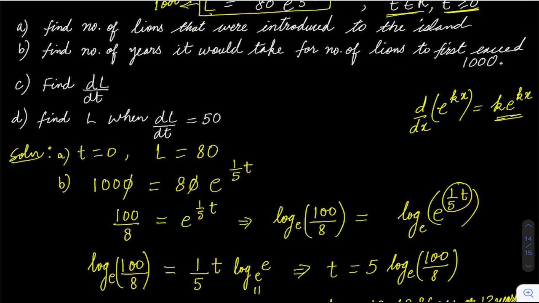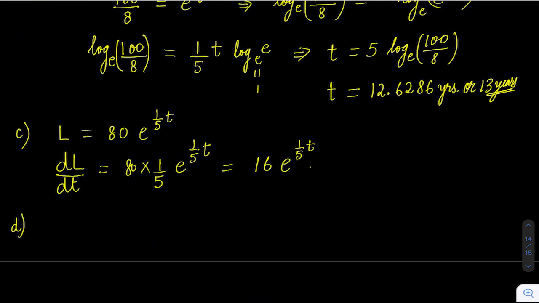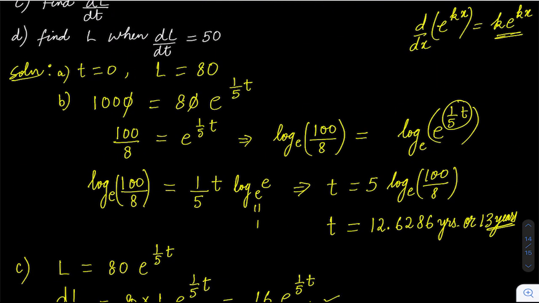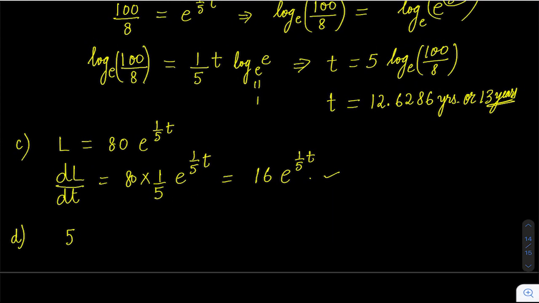D part says find L when dL by dt is 50. So we have the dL by dt value, and this should be equal to 50. We need the population L when dL by dt is 50. So let's first do dL by dt as 50 equals 16 e power 1 by 5 t. From this I am getting e power 1 by 5 t is nothing but 50 over 16.